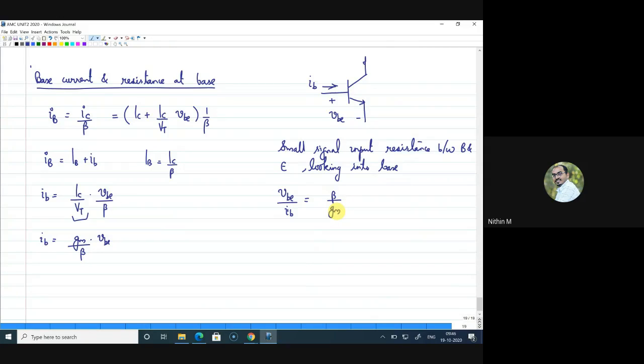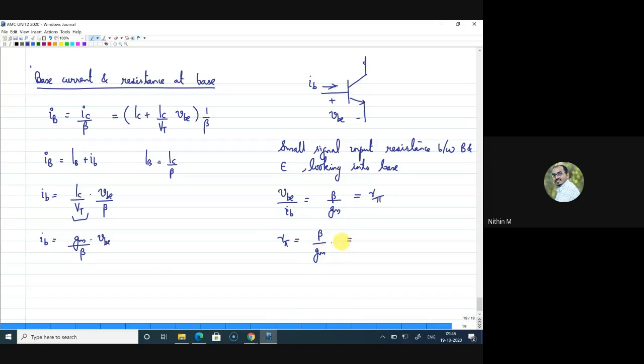Now we need to represent this as a resistance. We know this will definitely be a resistance value, and that is usually denoted as a resistance called R pi. So this beta by GM is nothing but R pi. Or to have a better picture, how do we write R pi? It is beta by GM.